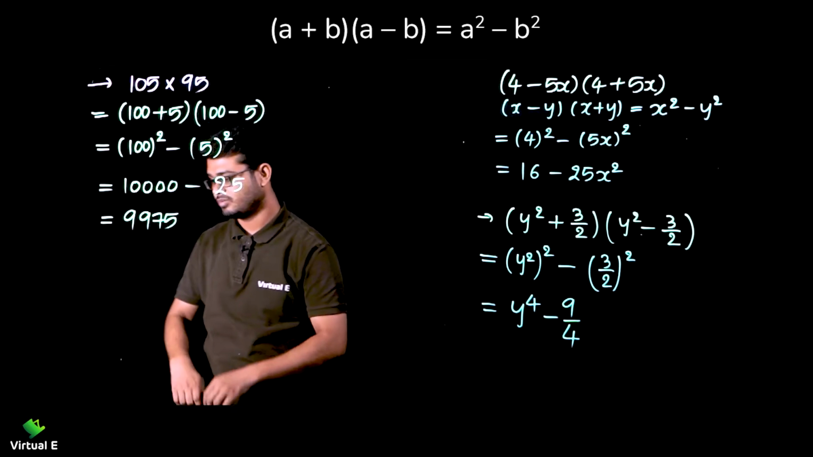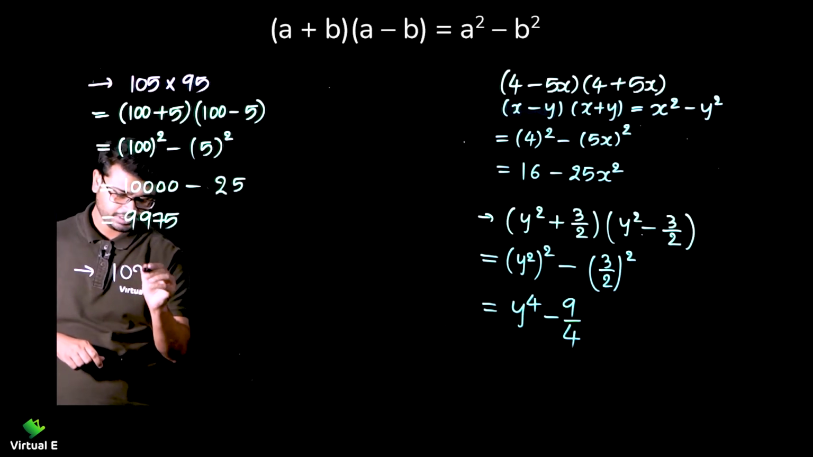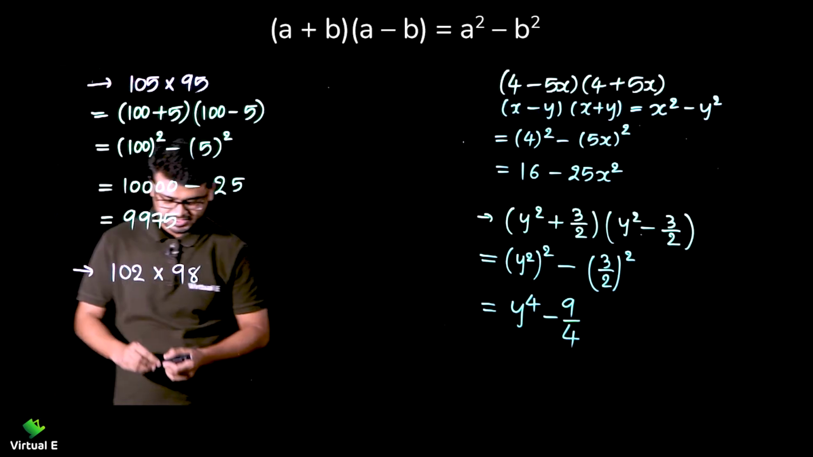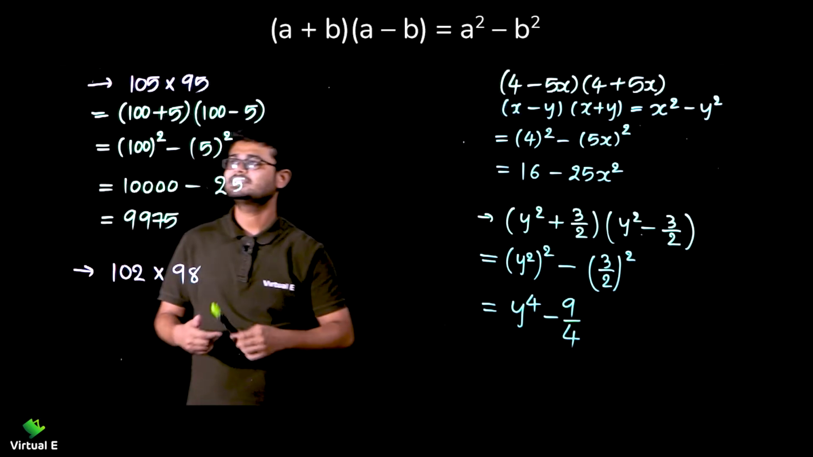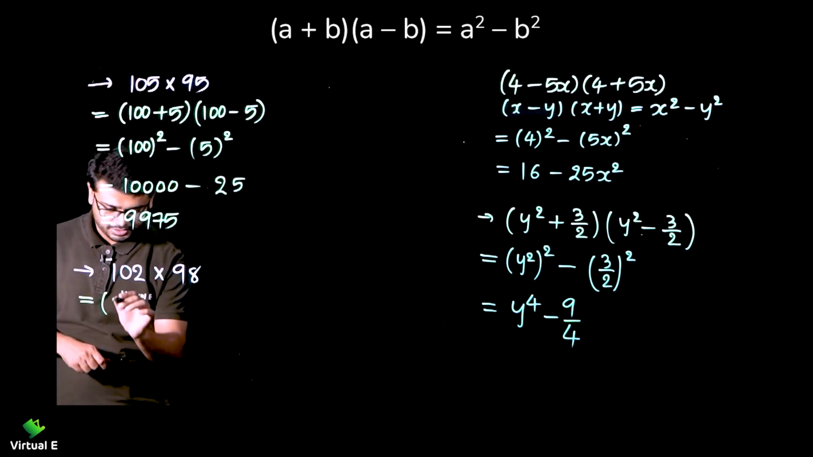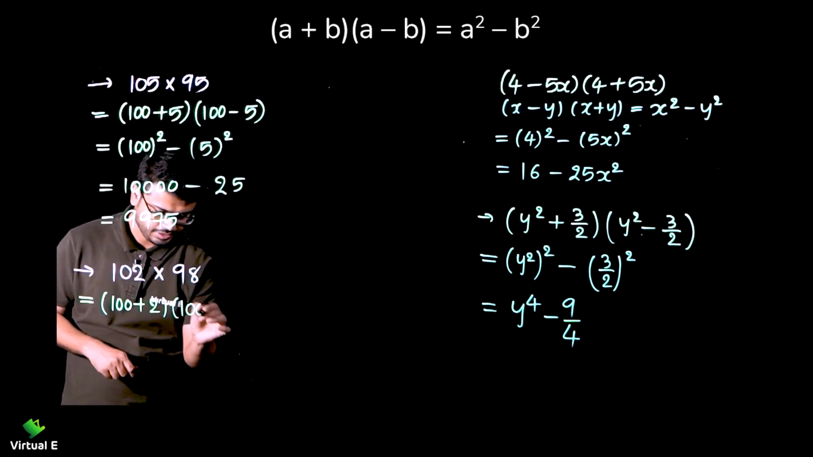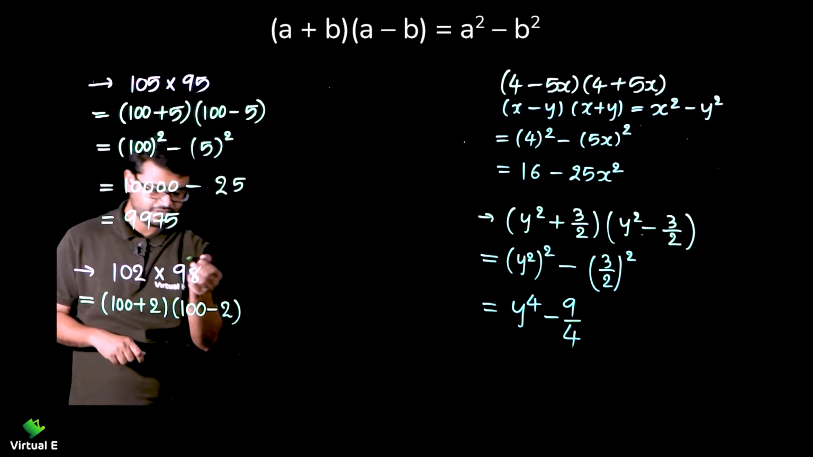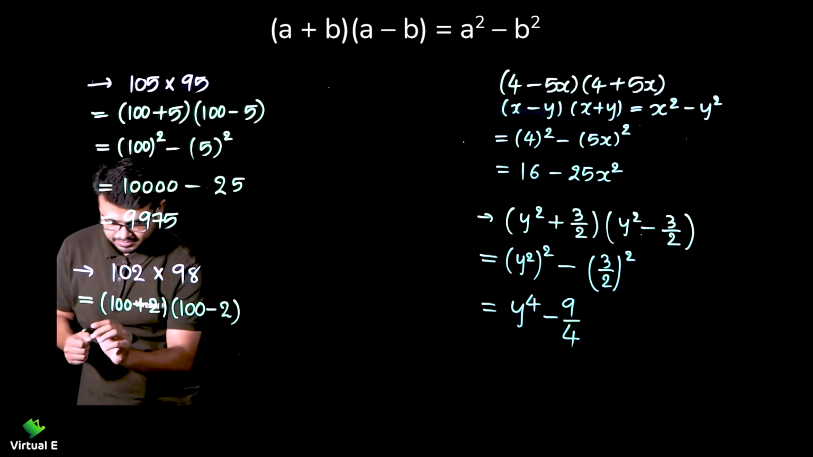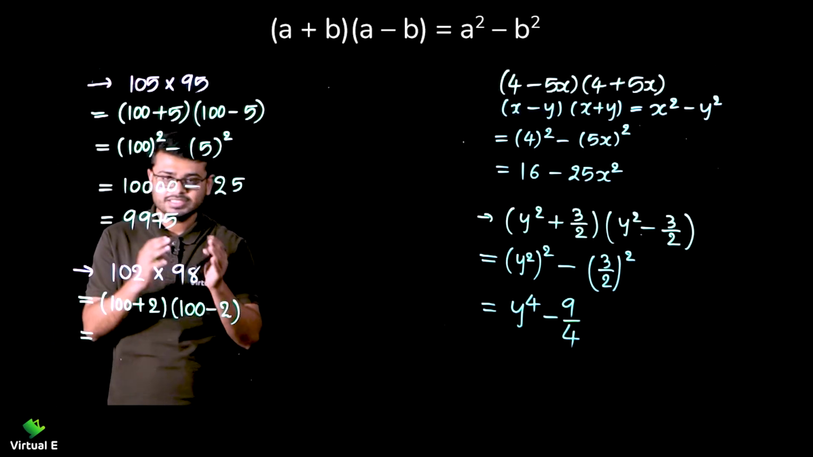Now let's discuss one more question. So let's take in this case 102 multiply by 98. You can give it a try. That's very simple to do. Very easy identity it is. So let's write here 102 can be written as 100 plus 2, and 100 minus 2 will give you 98. Simple. So one time addition, one time subtraction, and we have the same numbers.